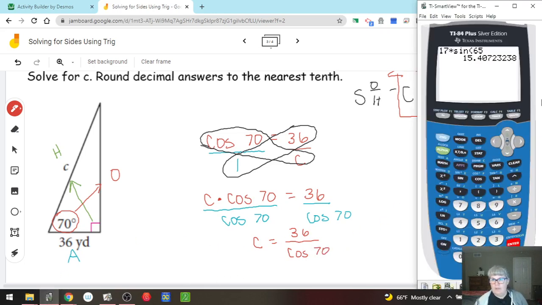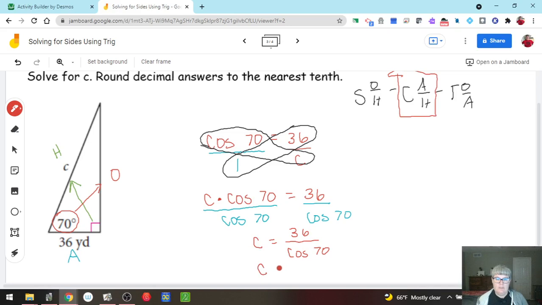So we'll take our calculator, I'm going to clear the screen, 36 divided by cosine of 70. Enter. To one decimal place, that 2 is followed by a 5, it's going to be 105.3. So c is going to equal 105.3.